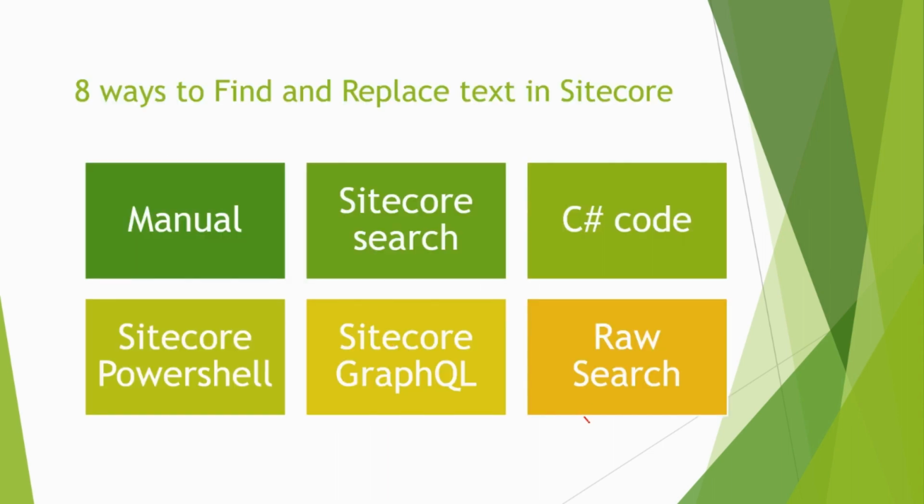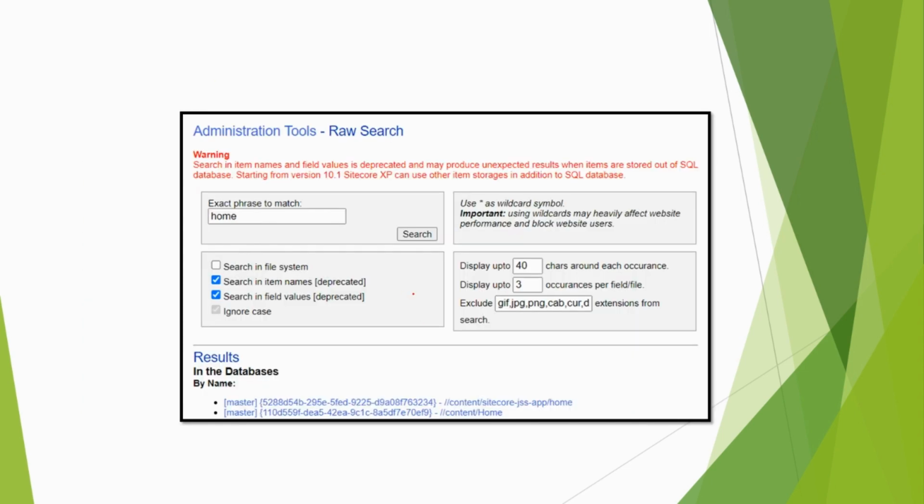The sixth option is the raw search. What is this raw search? It's an admin tool. You can go there and access it, and inside it you need to provide the item that you want to find, and you can search it. And once you find it, it will give you those items as a path or as a GUID. You can click on that and it will directly open it.